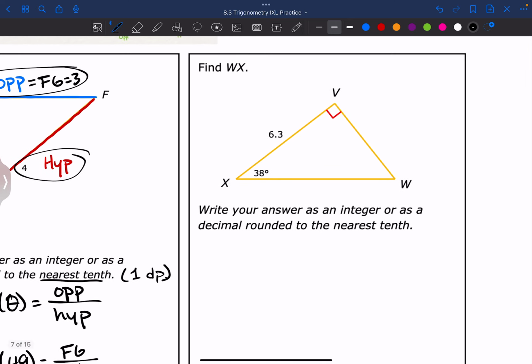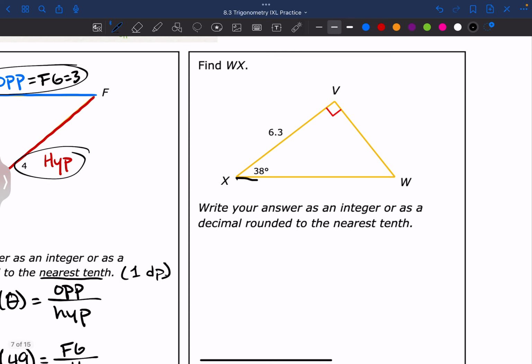Right here. We are looking for WX. So what side are we looking for? This one right here. That is WX. We need to label our triangle. So what angle am I referring to? It's this angle right here, 38. This is the angle that I'm referring to. This is my acute angle.